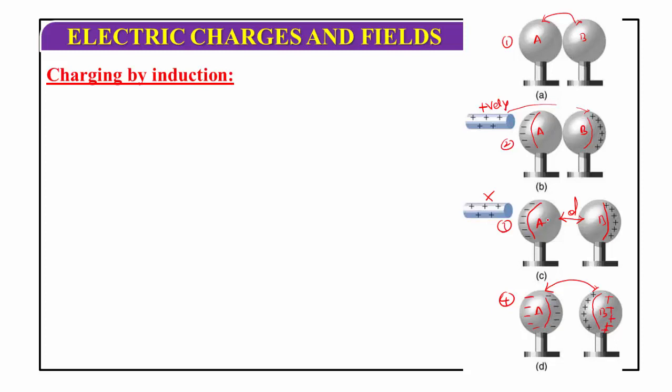In the third case, these two metal spheres are separated through a small distance, but the glass rod is held near the sphere. Here, the negative charges are arranged on the left side of the metal sphere A. The positive charges are arranged on the right side of the metal sphere B when this charged body is placed near the sphere A. In the fourth case, when you remove this charged body, immediately the negative charge is equally distributed throughout the sphere A.